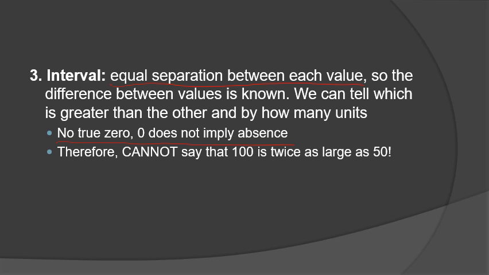What this means is we can't say that two numbers are in a ratio to each other. We can't say that 100 is twice as large as 50. If my height from the top of a desk is 28 inches, you can't say that I am twice as tall as someone who's only 14 inches from the top of the desk. I'm only 14 inches taller than them. I'm not twice as tall as them.